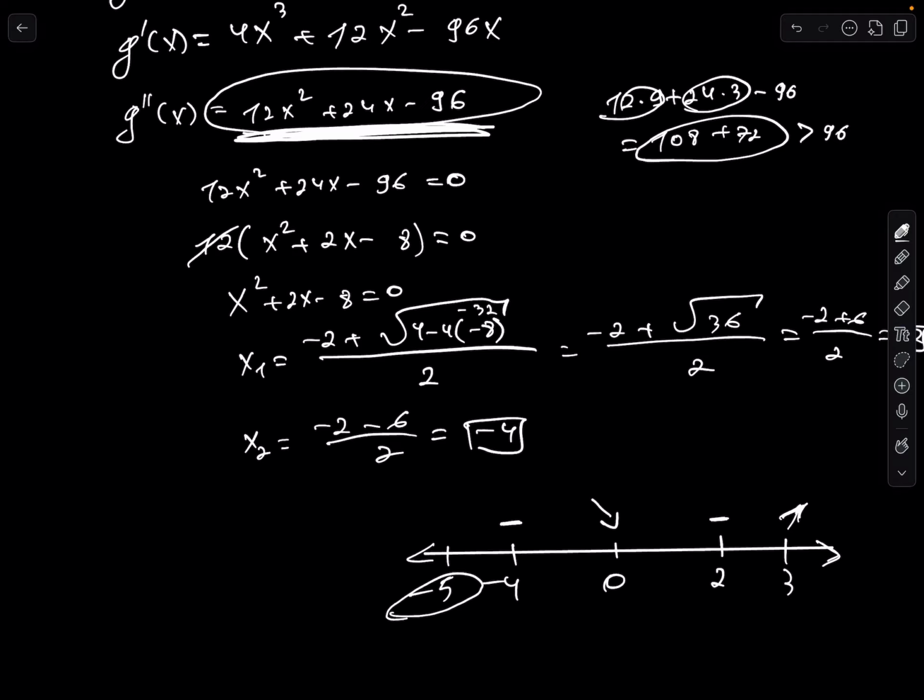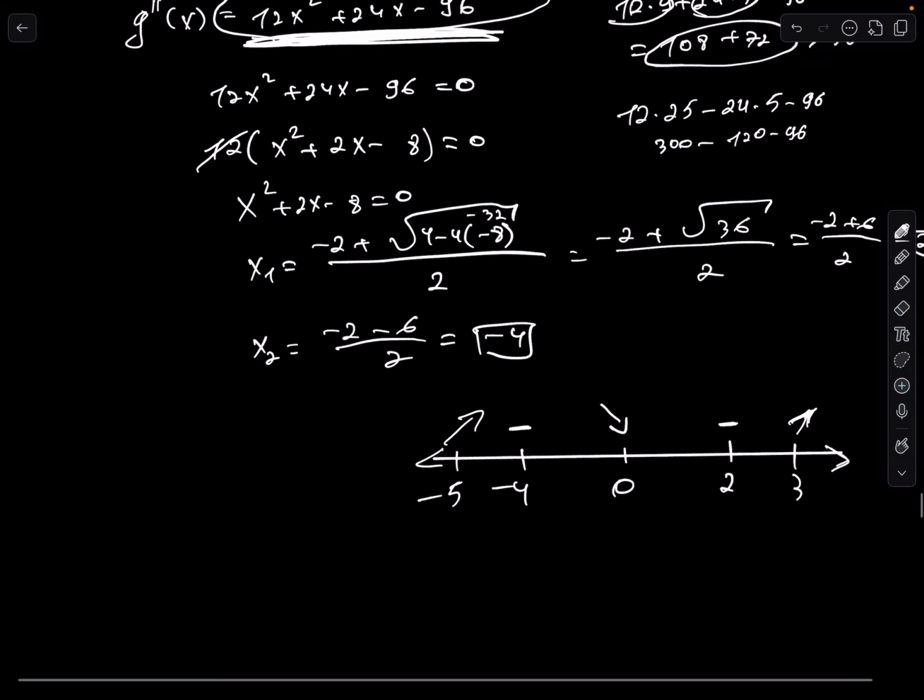And then when it comes to negative 5, if we try to apply it, we're going to get 12 times 25 minus 24 times 5 minus 96. Here we have 300. Here we have, what is it, 120. Yeah, minus 96. Well, again, these two aren't going to be large enough to be greater than 300. That's why we have positive here. Well, what was the question?